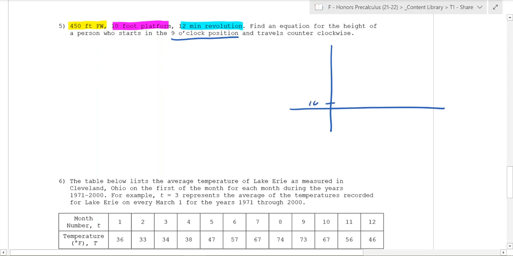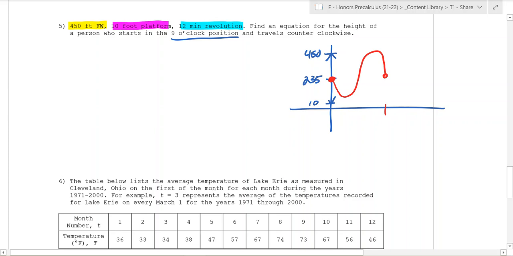So the base of this one is 10, and it's going to go all the way up to 460, because it's 450 all the way up. So the midline is going to be at 235, and 9 o'clock position means it's going to start here, at the equilibrium point, and then you're going to go counterclockwise. So you're going to go down, up, and down.